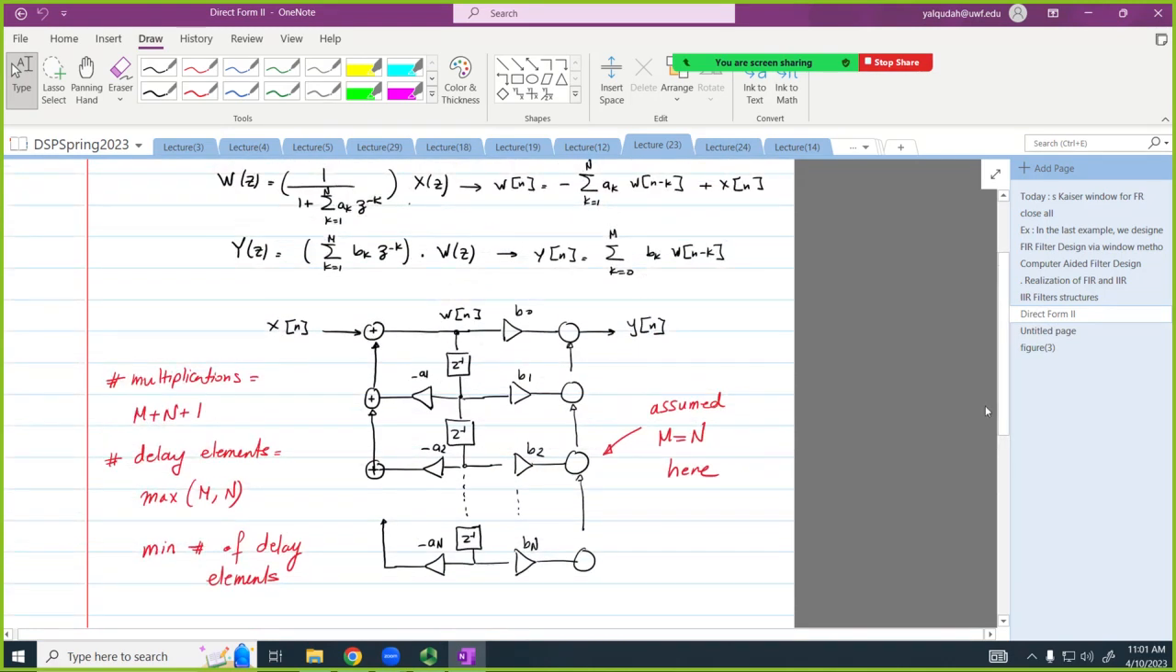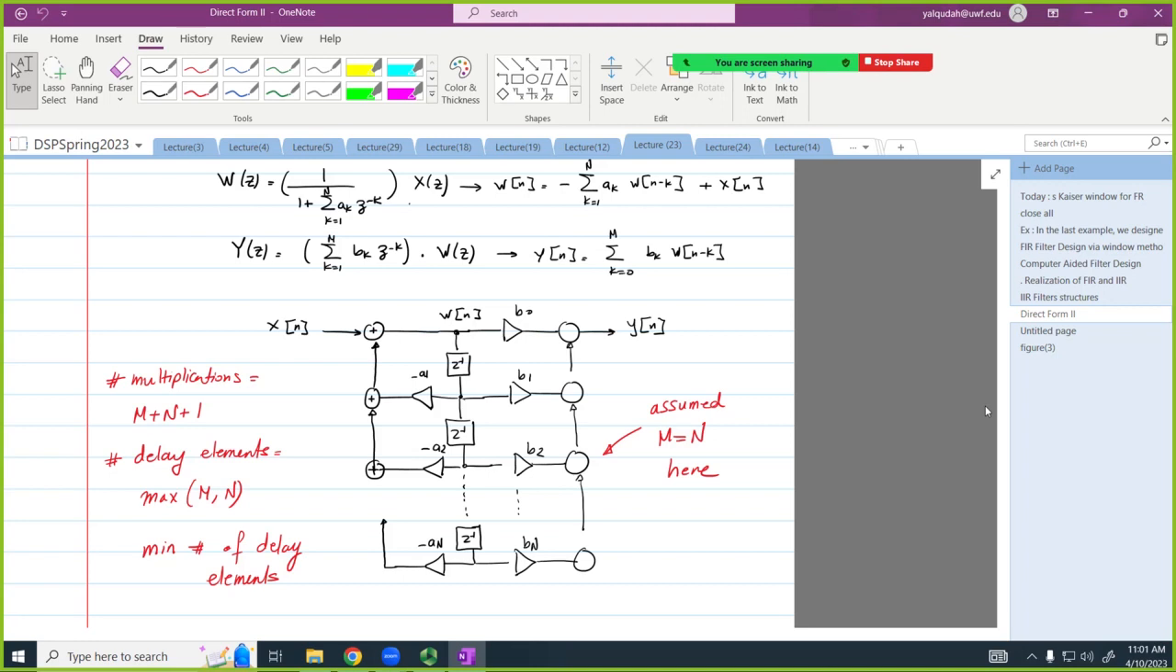Now we realize with different realizations, there are different delay elements that we have to use. And there are also different numbers of multiplications and additions that the realization will entail. Now we're going to do at the end an example to show the rounding impact on the filter realization.